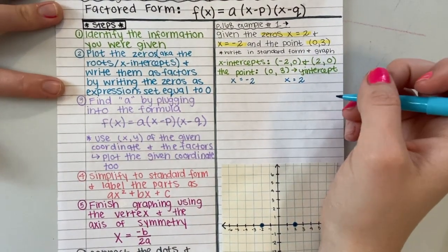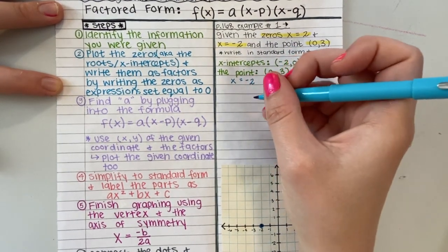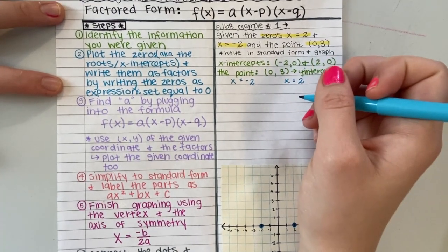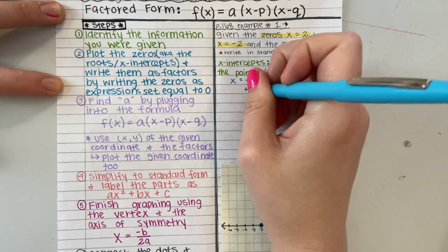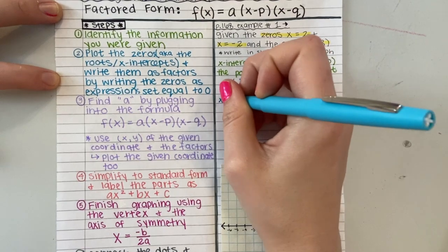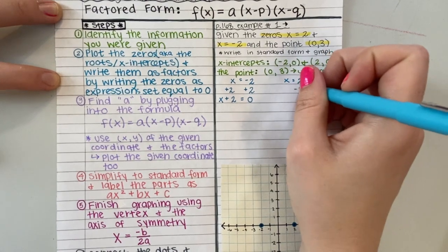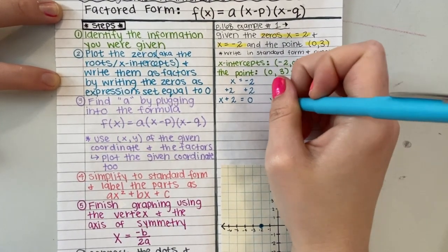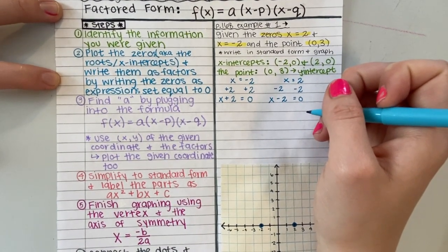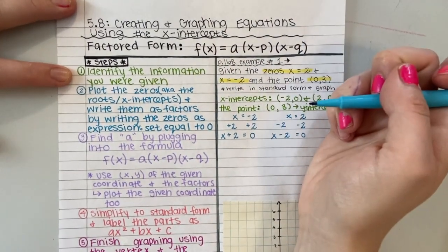So what I can do is rearrange this equation so that everything is on one side of the equation and it equals 0. So I'm kind of undoing solving an equation. I'm going to add 2 to both sides because I know that's how this will go away, and I get x plus 2 equals 0. I need to do the same thing for this one, and I get x minus 2 equals 0. So that gives me my two factors. That gives me this portion of the factored form.